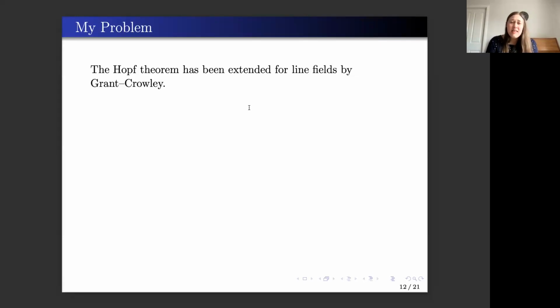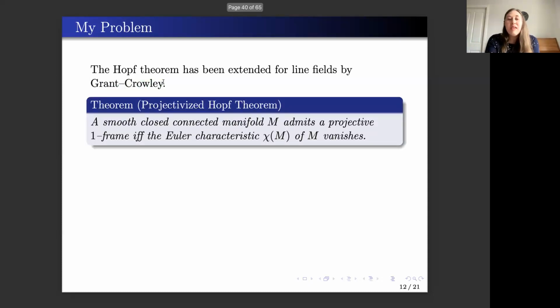What exactly is my thesis problem, or one of my thesis problems? The first thing to say is that my supervisor, Mark Grant, and his collaborator, Dermot Crowley, extended the Hopf theorem to hold for line fields. So they have this theorem that says a smooth closed connected manifold admits a projective one-frame, or a line field, if and only if the Euler characteristic vanishes. So it's the same exact statement, you can just replace it for line fields.